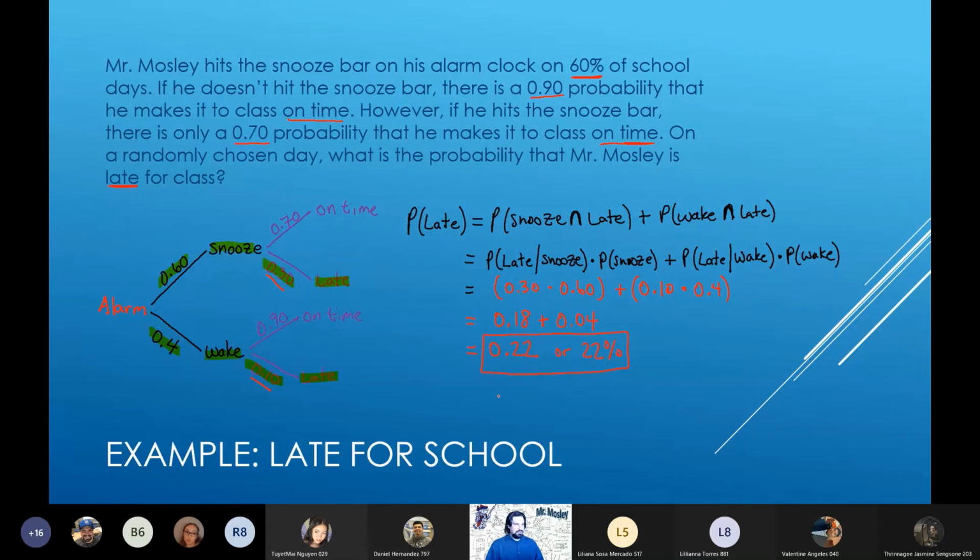Okay. So, probability that Mr. Mosley is late for class, 22%. Any questions on this example? Does anyone need another moment to write anything down?